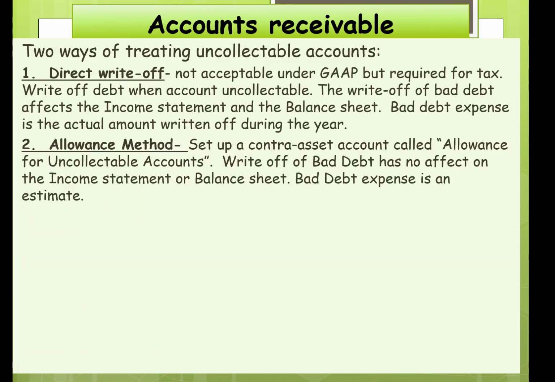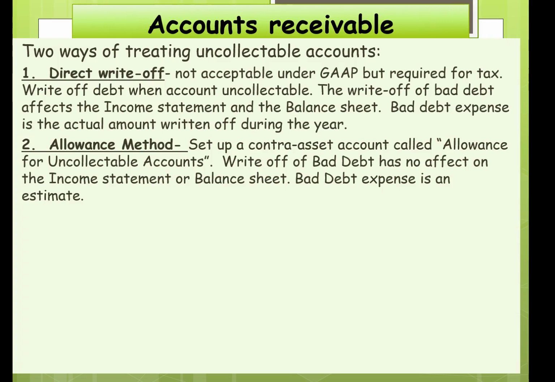We set up a contra asset called allowance for uncollectible accounts, or allowance for bad debt. Any write-offs of bad debt have no effect on the income statement or the balance sheet. Bad debt expense is treated as an estimate.